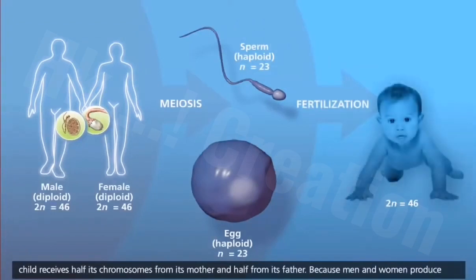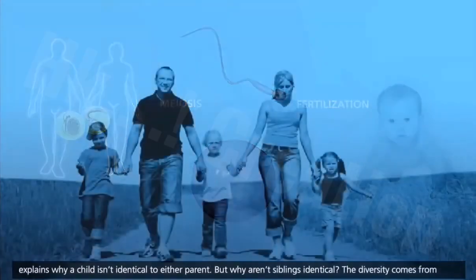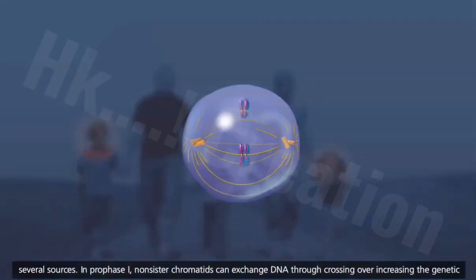The child receives half its chromosomes from its mother and half from its father. Because men and women produce millions of gametes, and the selection of gametes in fertilization is random, this contributes to genetic diversity. This explains why a child isn't identical to either parent. But why aren't siblings identical? The diversity comes from several sources.